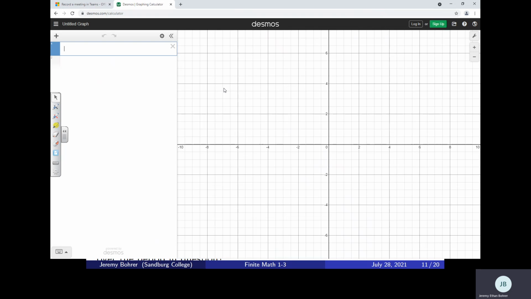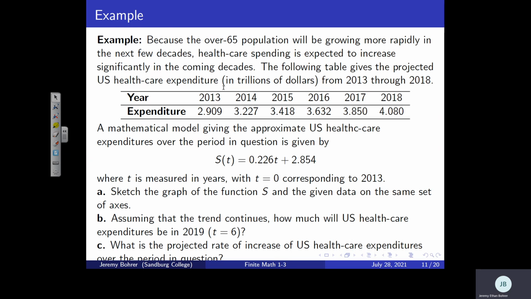So Desmos is a great site for this. If you're asked to sketch a graph in your homework assignments, they'll give you the tools to do that. But if you don't have to sketch the graph, well then this is a good tool to use if you want to compare things like this. So I'm just going to take our graph S of t, or y, equals 0.226t plus 2.854.